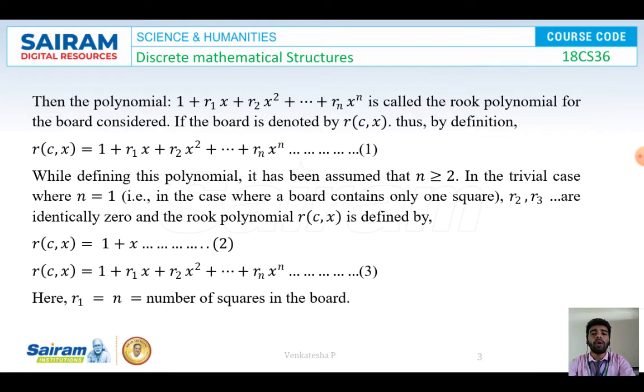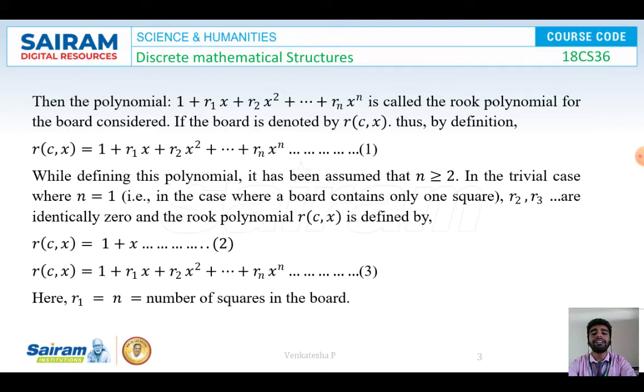Then the polynomial of the form 1 plus r1x plus r2x square plus so on plus rn x power n is called the Rook polynomial for the board considered in the previous one. If the board is denoted by the notation R of C comma x, it is defined by R of C comma x is equal to 1 plus r1x plus r2x square plus so on plus rn x power n. I will be calling this equation number 1.